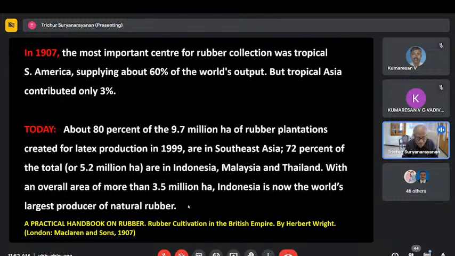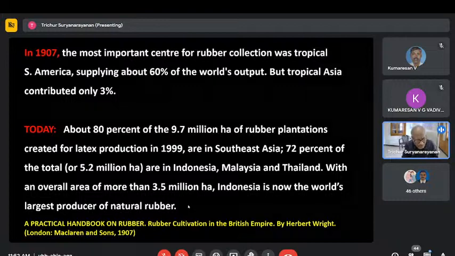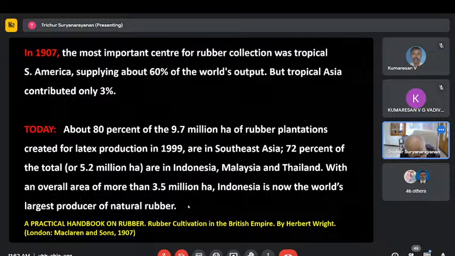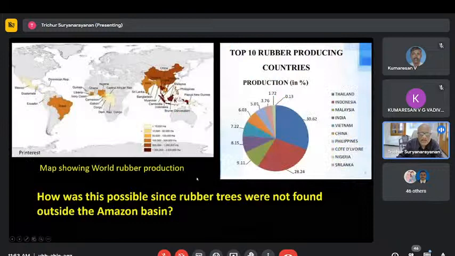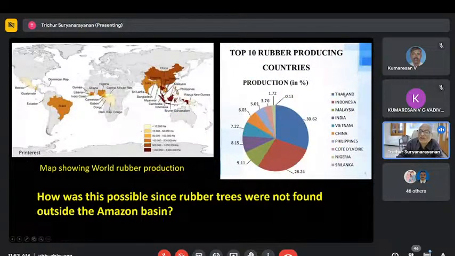2 questions. 1, rubber is not native to their place. 2, rubber tree cannot be grown in plantation because of the fungal attack. Then how is this done in these places? We will have a look at it. First thing, here is the rubber production. You see here, see the production of rubber? Thailand, Indonesia, Malaysia, India, Vietnam, China, Philippines, Cote d'Ivoire, Nigeria, Sri Lanka. These are the major producers of rubber.